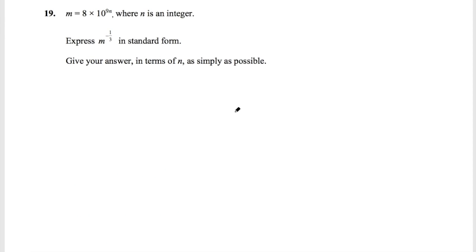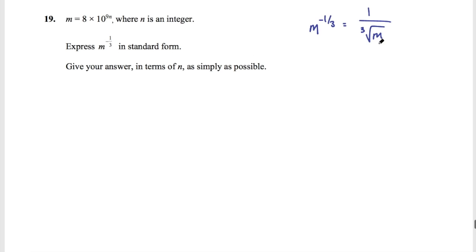Question 19 says m equals 8 multiplied by 10 to the 9n, where n is an integer. Express m to the minus a third in standard form. Give your answer in terms of n as simply as possible. Okay, so the first thing to note here is anything to the minus a third, that is the same as 1 over the cubed root of that thing. So you should be aware of that from your index laws.